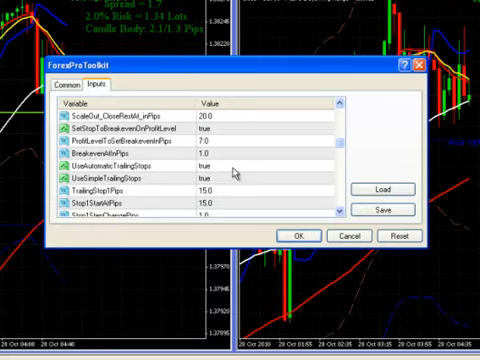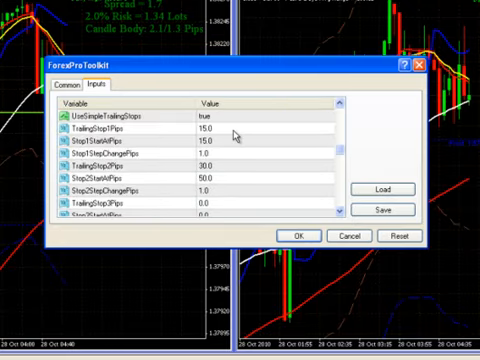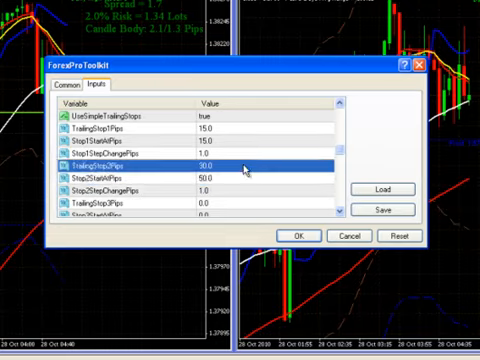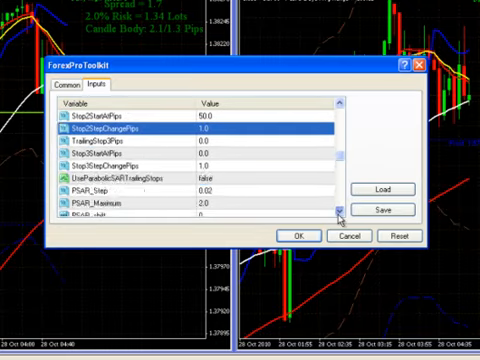And I'm using automatic trailing stops, and I've got it set for the simple trailing stops. It'll be a 15 pip trailing stop starting at 15 pips with a step change of 1 pip. The second trailing stop, if it gets to 50 pips profit, it'll start using a 30 pip trailing stop. And again, step changes 1 pip.